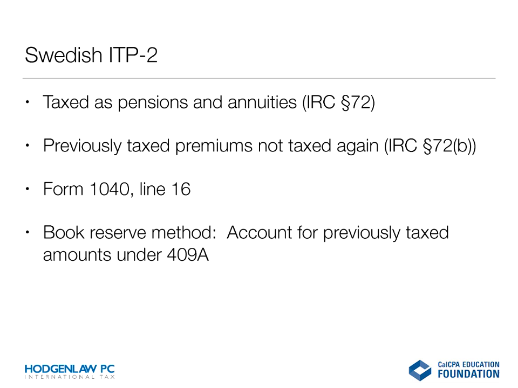For the book reserve method, you want to account for amounts that were previously taxed under 409A, so you don't get double taxed. By the U.S., that is. There very likely would be double taxation if there were accelerated income, just because under Sweden it's deferred until distribution.